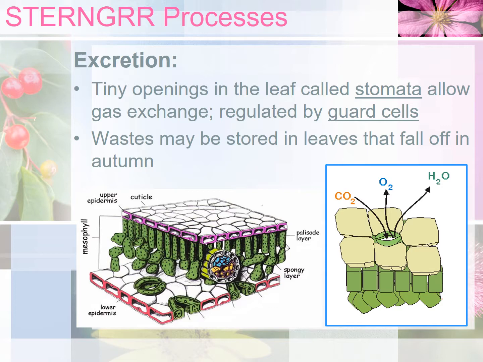All right. Waste can be stored in the leaves that are going to fall off in the autumn. So that is part of the reason why leaves fall off: the excretion of the waste. So here's another image. It shows the cuticle. The cuticle is a waxy layer on top that protects the leaf. Then we have the upper epidermis, the mesophyll, the lower epidermis. Then we have the palisade layer and the spongy layer. So the palisade layer is a little more aligned, where the spongy layer is a little more spongy, and then you can see the vein there in the middle.